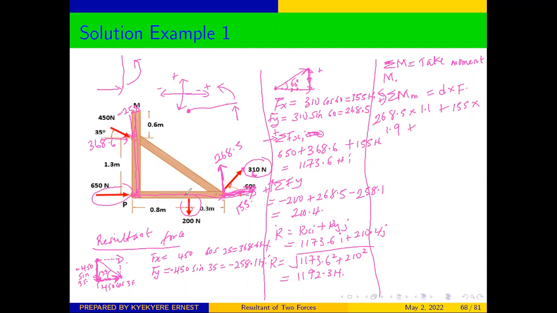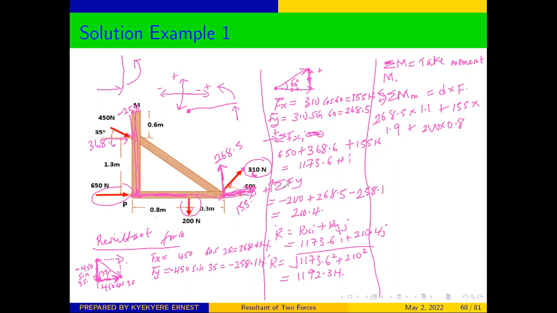So this one is vertical. The perpendicular distance will be on the x-axis, because the force is on the y, so the perpendicular distance is going to be on the x. So this will be times 0.8. So we have 200 times 0.8.